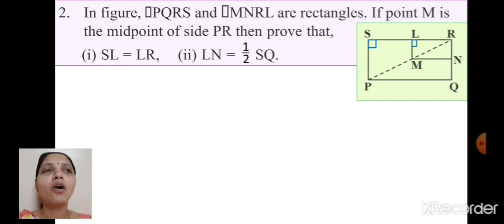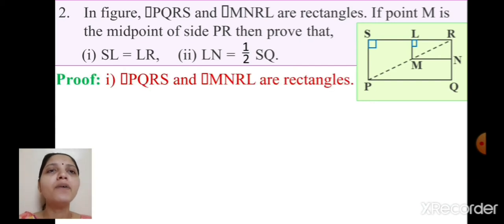In figure, quadrilateral PQRS and quadrilateral MNRL are rectangles. If point M is the midpoint of side PR, then prove that first one, SL is equal to LR, and second one, LN is equal to half of SQ. Okay. So let's start with the solution here. What is given here? Quadrilateral PQRS and quadrilateral MNRL are rectangles. It is given to us.